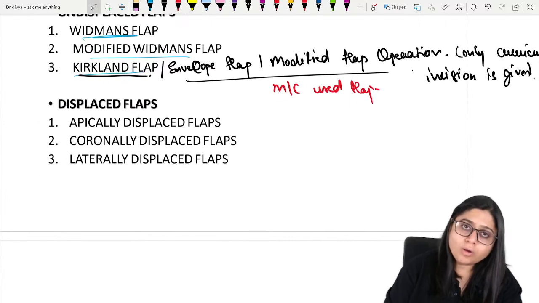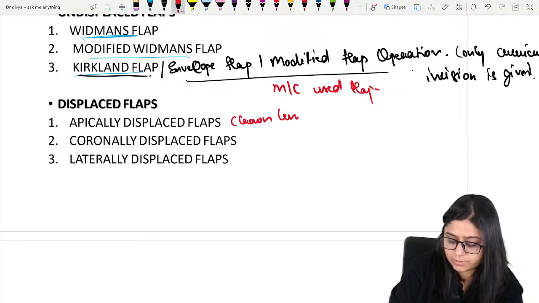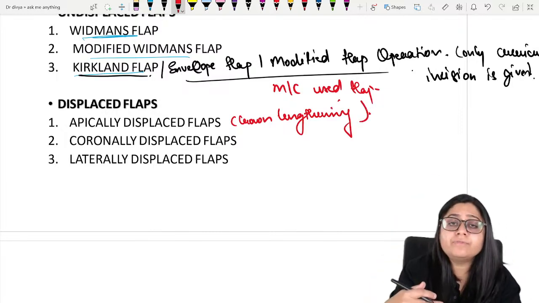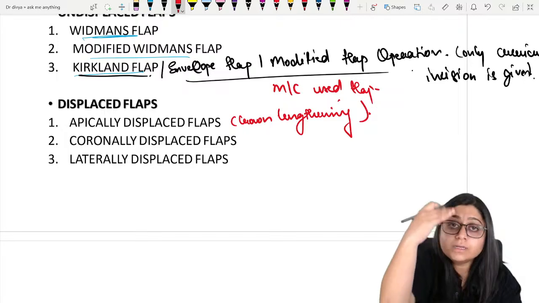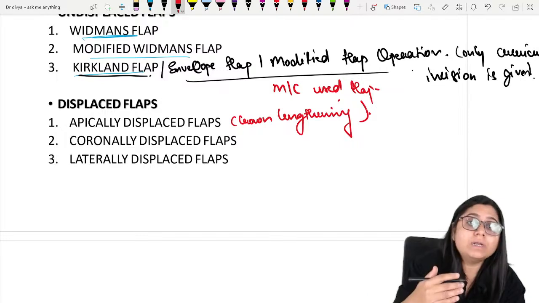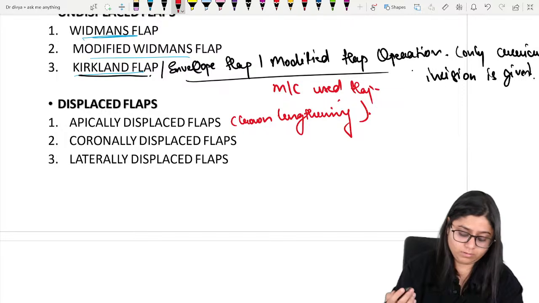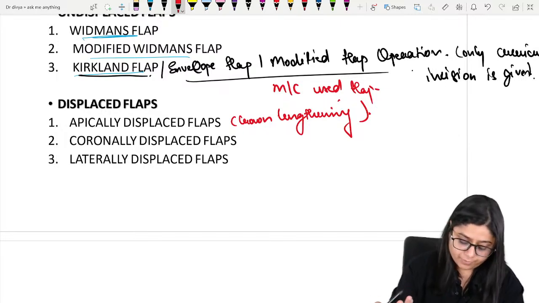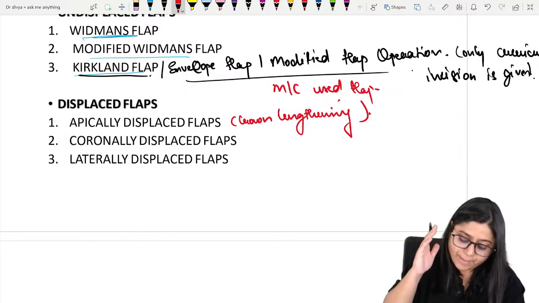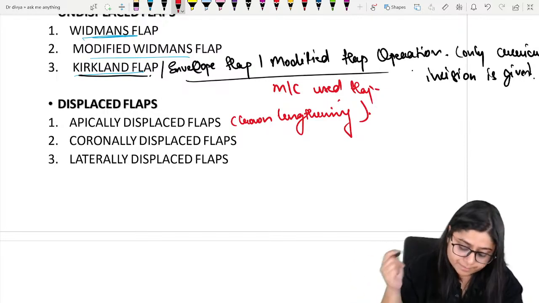Among displaced flaps, the apically displaced flap is used in crown lengthening procedures, where we are displacing the flap. We are moving the gingiva, the gums, in the apical direction. When we move the gums in the coronal direction or in the lateral direction, it is called a coronally displaced flap or a laterally displaced flap, right? So just think for a minute that apically displaced flaps are commonly used in crown lengthening procedures.